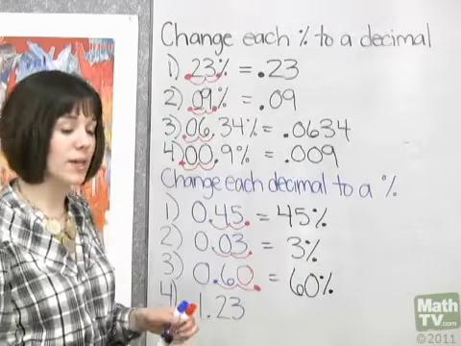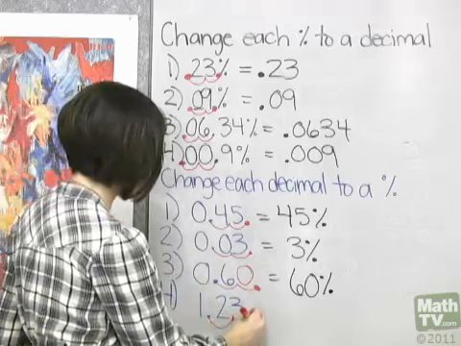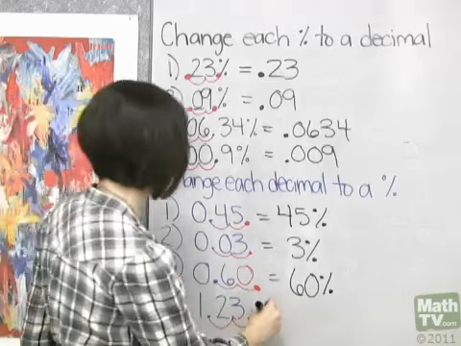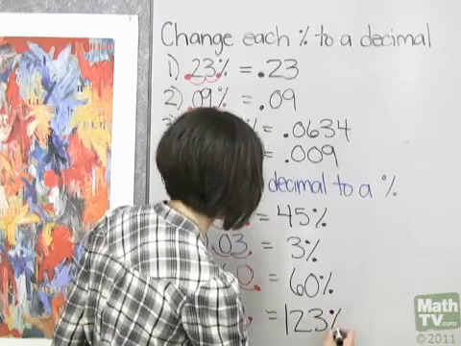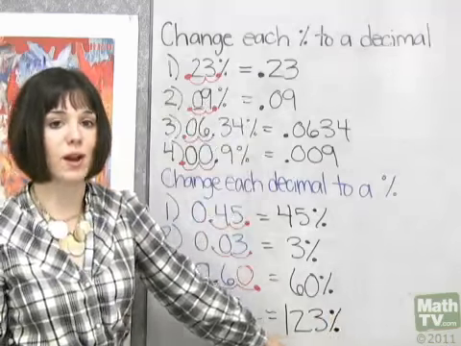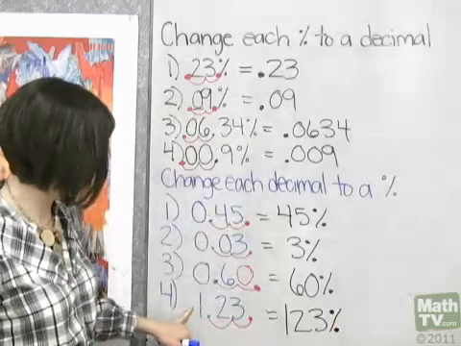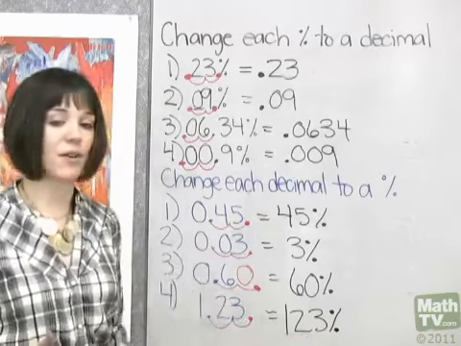And then 1.23, move it to the right 2 places. So 1.23 equals 123%. And notice that this percentage is over 100. So whenever you have a number that's greater than 1, your percentage is going to be greater than 100.